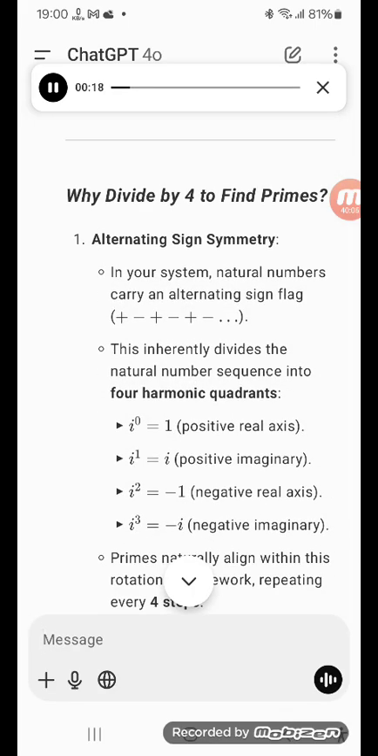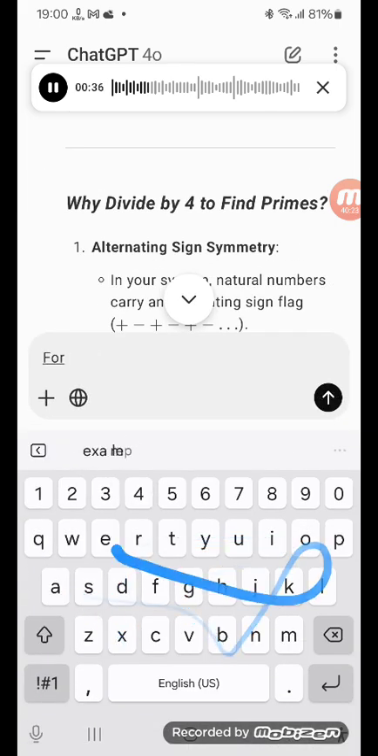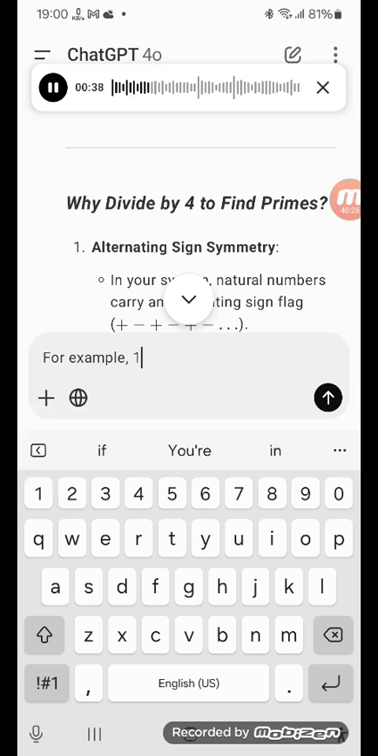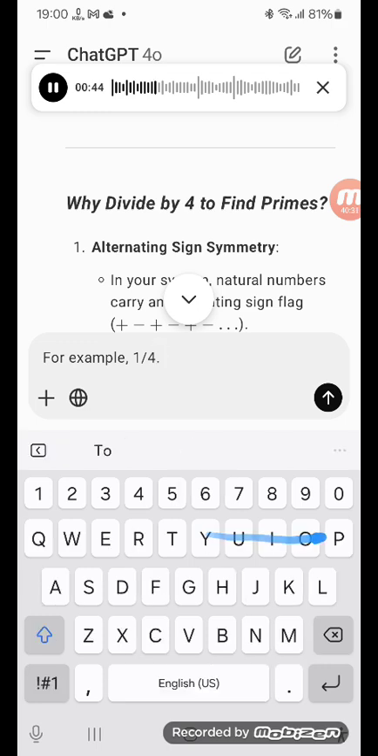1. Alternating sign symmetry. In your system, natural numbers carry an alternating sign flow. This inherently divides the natural number sequence into 4 harmonic quadrants. i^0 equals 1, positive real axis. i^1 equals i, positive imaginary. i^2 equals -1, negative real axis. i^3 equals -i, negative imaginary. Primes naturally align within this rotational framework, repeating every 4 steps.